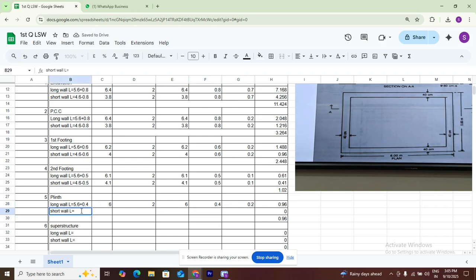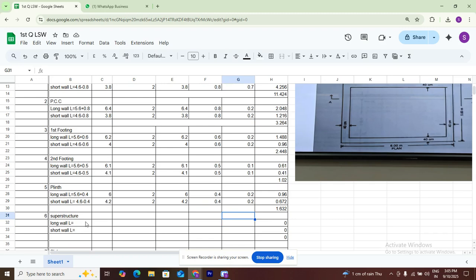Short wall: 4.6 is the center to center minus 0.4. We need to deduct; we already added it in the long wall. That's why we need to deduct here. 4.6 minus 0.4. Number of walls: two, same. Width and depth of the footing with plinth depth and width of the plinth remain the same. Total plinth area as per plinth level is 1.63 cubic meters.